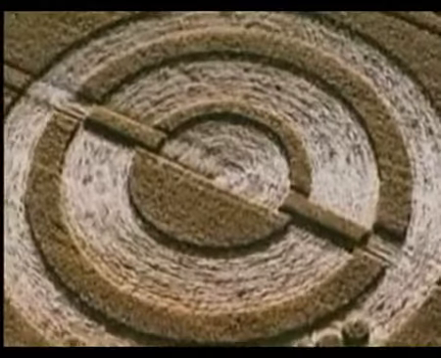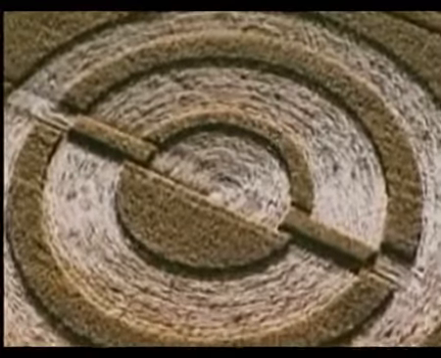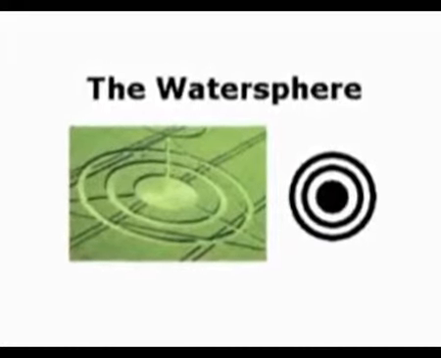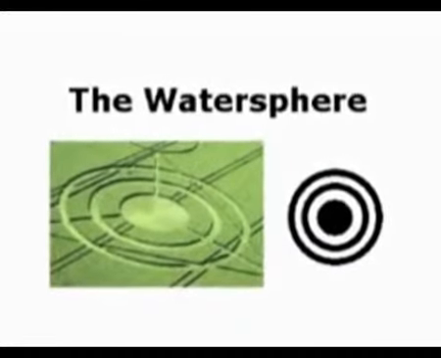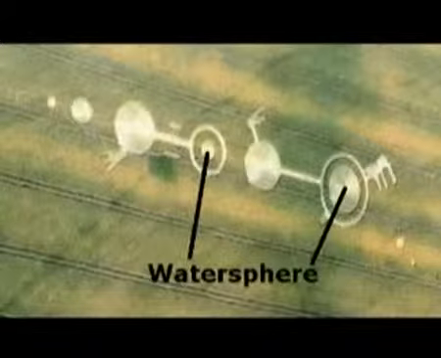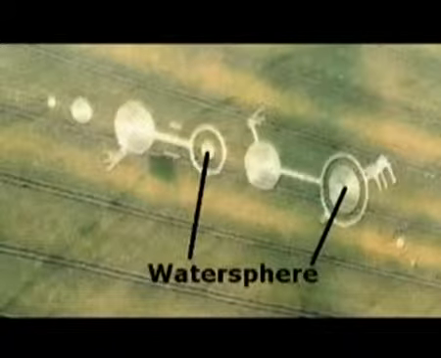At the very center of the large tetrahedron structure is an object called the water sphere. This is a common symbol used to represent the water sphere. In this formation from 1991, the water sphere is shown twice.